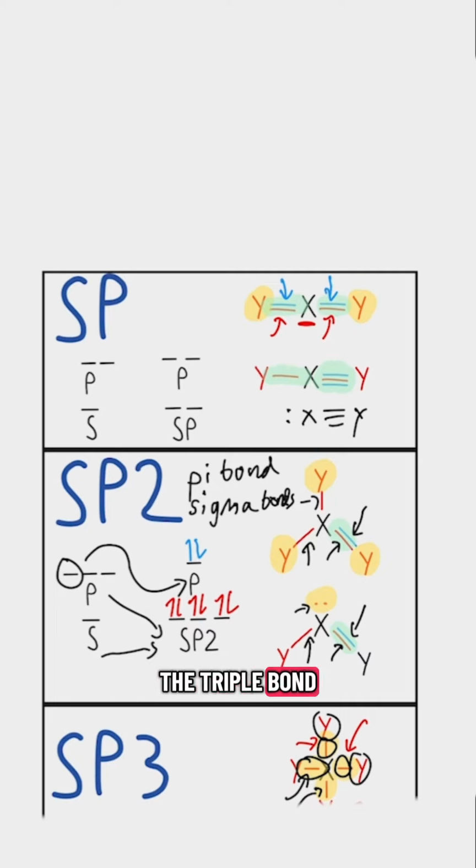When you have the triple bond, 2 of the bonds in the triple bond will be equal in energy to each other, and then the electrons in the other bond in that triple bond will be equal to the single bond, or to the lone pair if we have a lone pair.